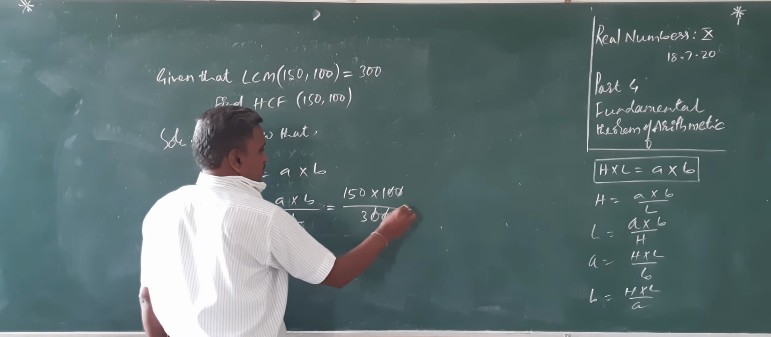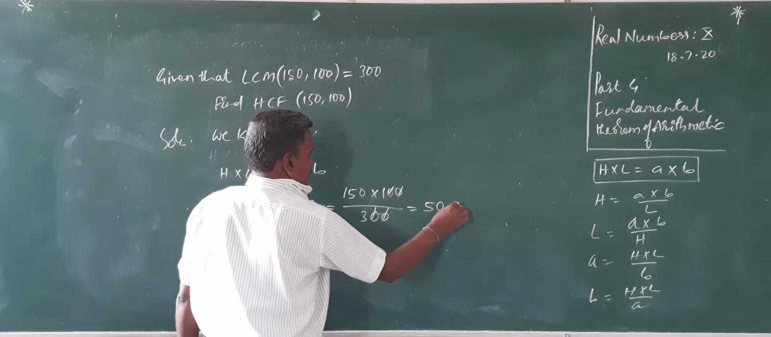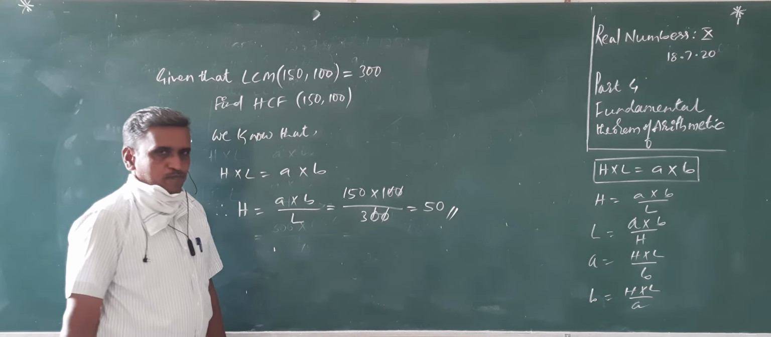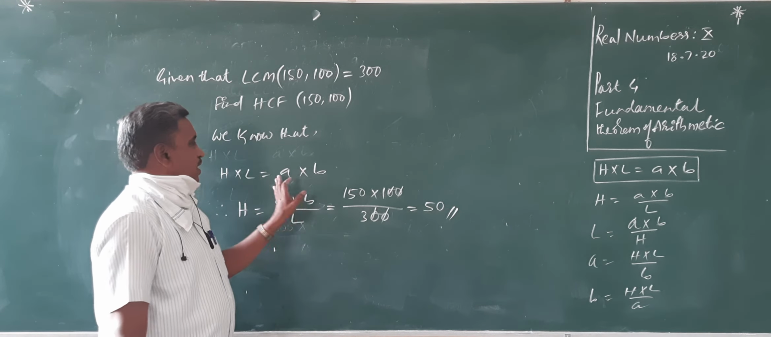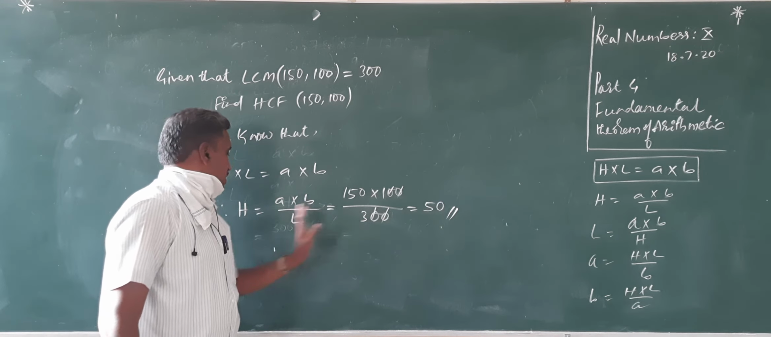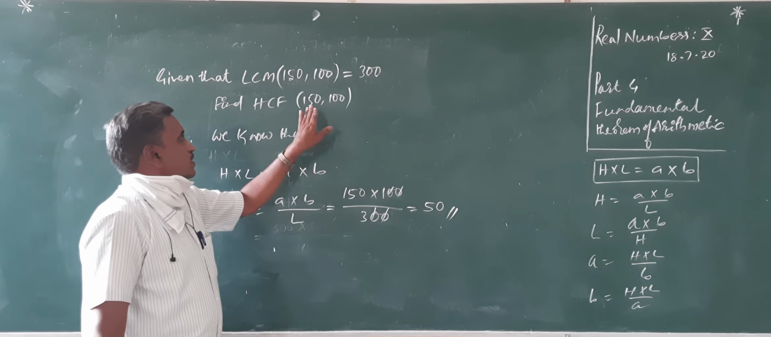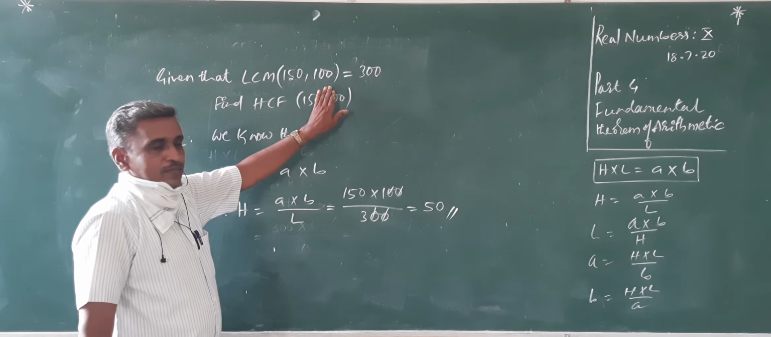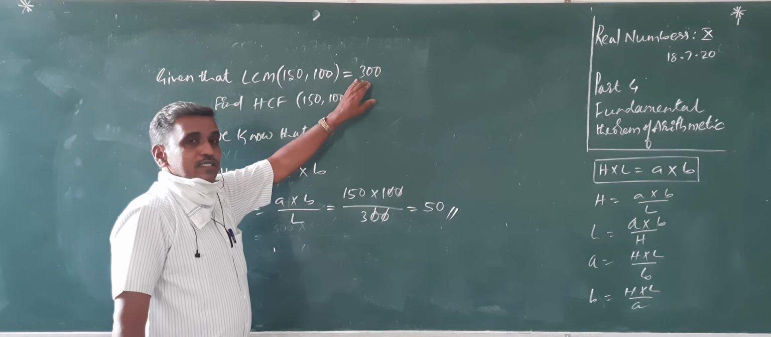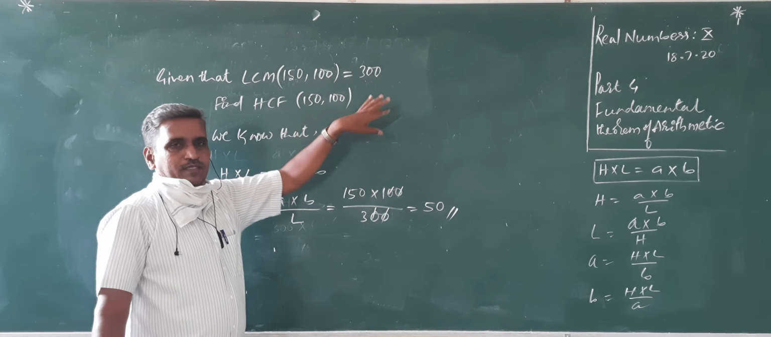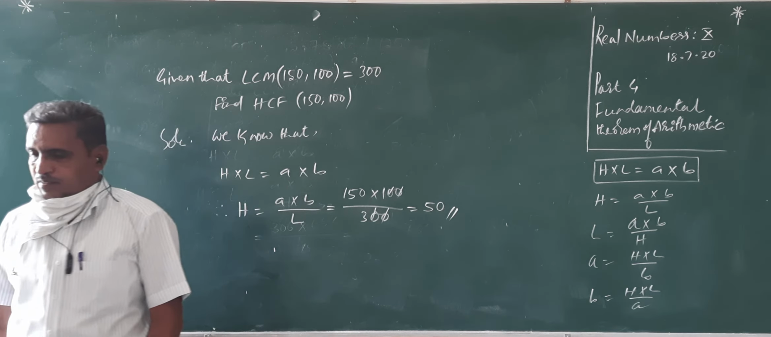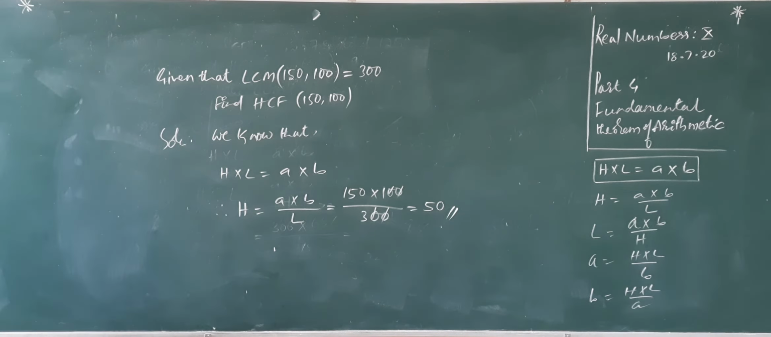3 into 1 is 3, 2 into 3 is 6, so 50 is the HCF. Once again, you can verify that 50 is the HCF, meaning 50 can divide these two numbers completely. LCM means 300 is divisible by these two numbers. That is a very important meaning.